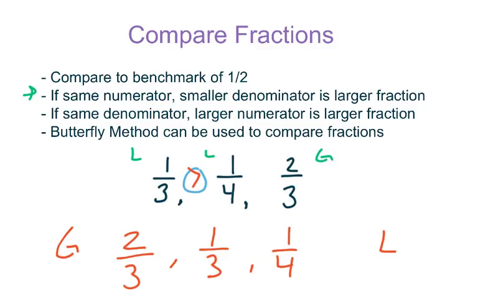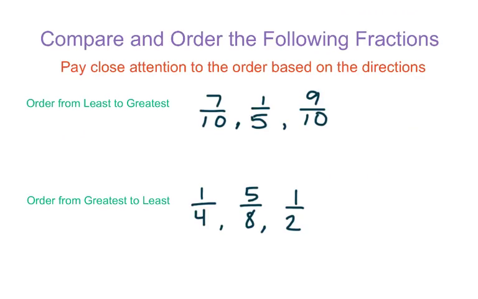The important part here is that the first thing we do is compare them to our benchmark. Then we look to see if we can compare our fractions any other way. If we need a little extra help, we can always use that butterfly method that we talked about the other day. And we need to make sure we're looking at what it wants us to do. Does it want us to list them from greatest to least or from least to greatest? Go ahead and take a look at this first set of fractions. It says pay close attention to the order based on the directions. In this case, for our first set, we're going to order them from least to greatest. Go ahead and list those three fractions from least to greatest.